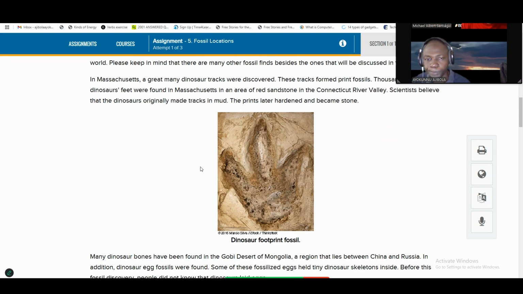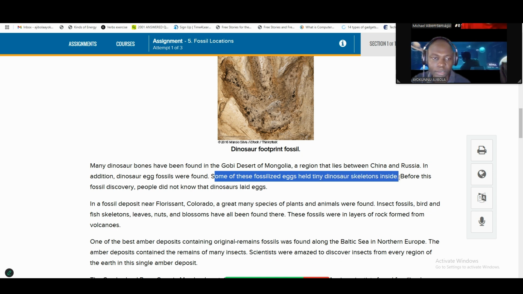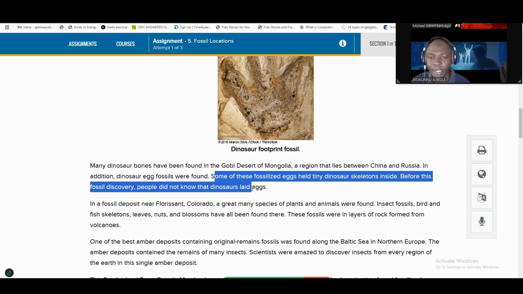Now let's move on. Many dinosaur bones have been found in the Gobi Desert of Mongolia, a region that lies between China and Russia. In addition, dinosaur eggs were found. Some of these fossilized eggs held tiny dinosaur skeletons inside. Before this fossil discovery, people did not know that dinosaurs laid eggs.